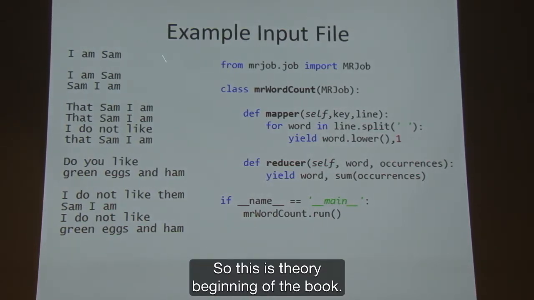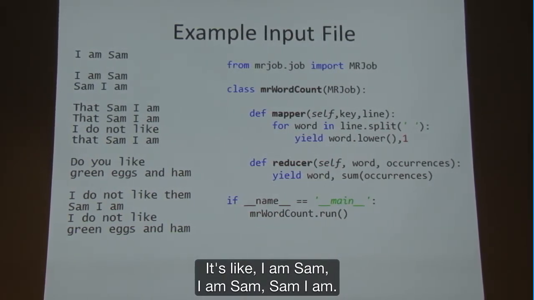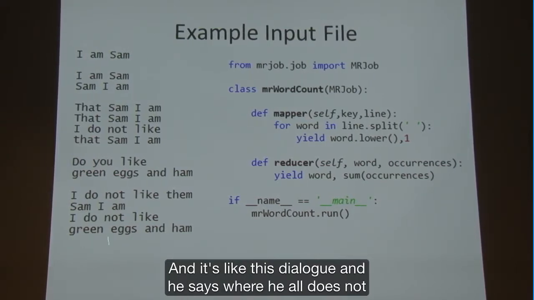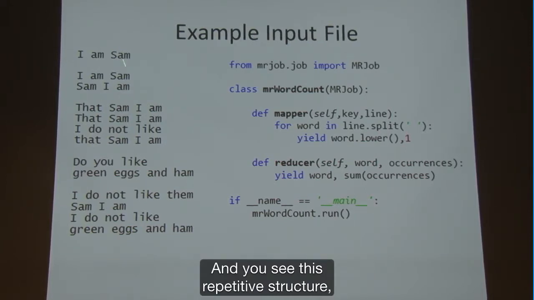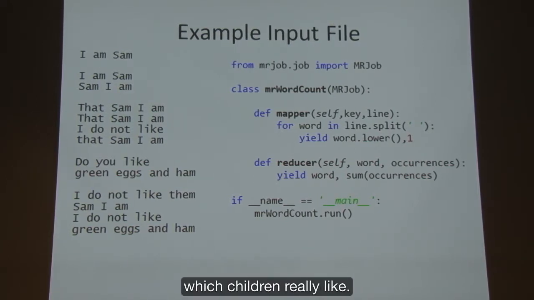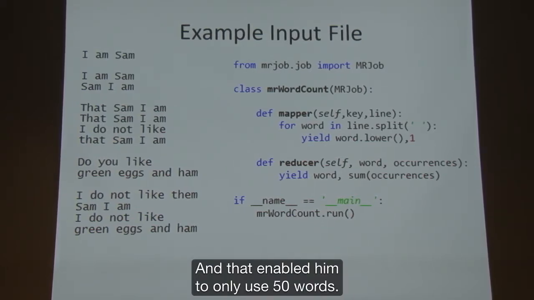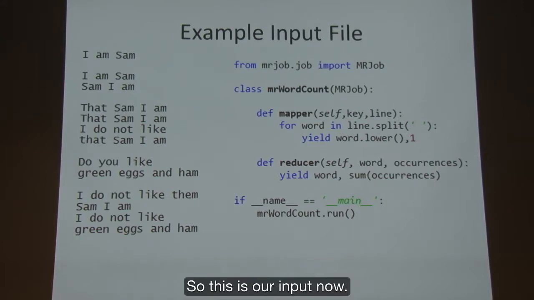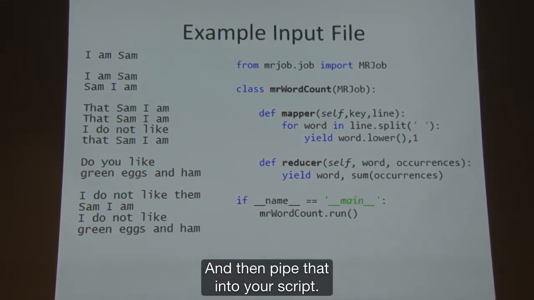So this is the beginning of the book. It's like, I am Sam, Sam I am. And it's this dialogue, where he says he does not like green eggs and ham, and you see this repetitive structure, which children really like, and that enabled him to only use 50 words. So this is our input now. You can put this in a text file, and then pipe that into your script.